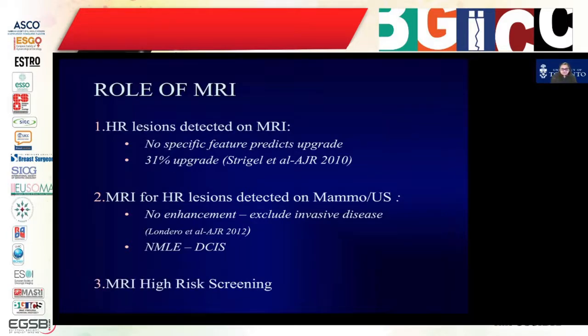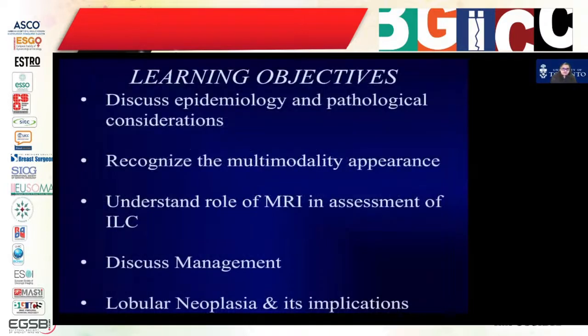So once a woman is diagnosed with lobular neoplasia, she falls into a high-risk category and will come back for routine MRI screening. So just to summarize what we discussed: epidemiology and pathology considerations of how invasive lobular carcinoma is very unique, spreads in a very unique way, which makes it very difficult for detection on imaging findings. We looked at multimodality imaging appearance of invasive lobular carcinoma.